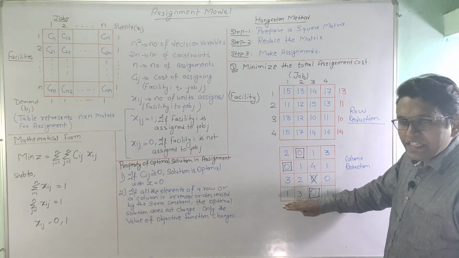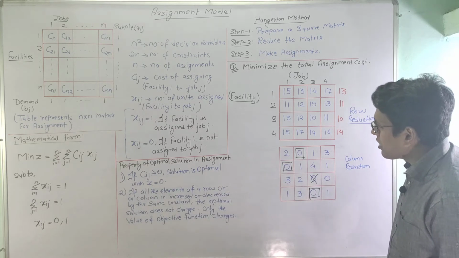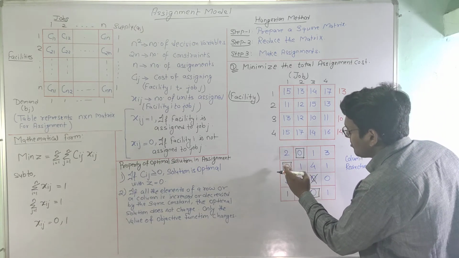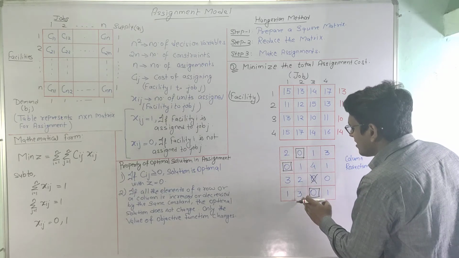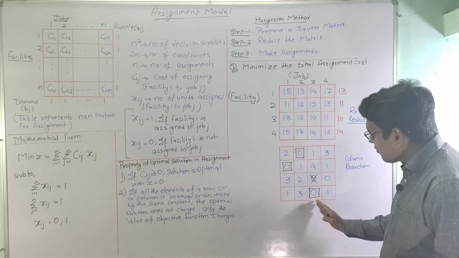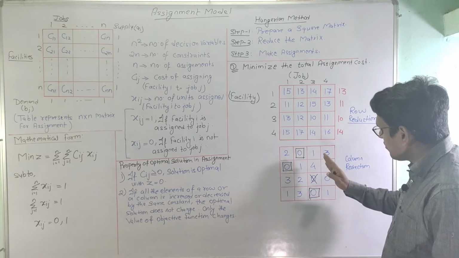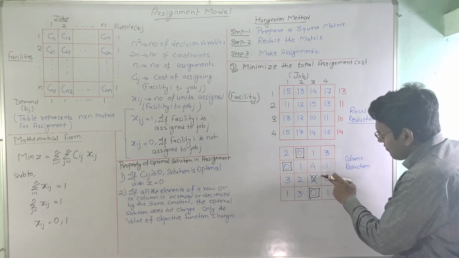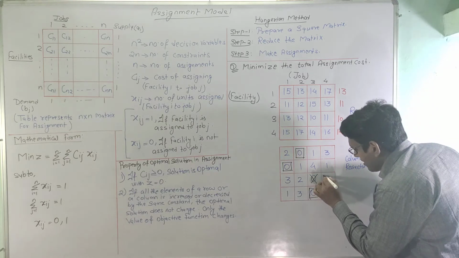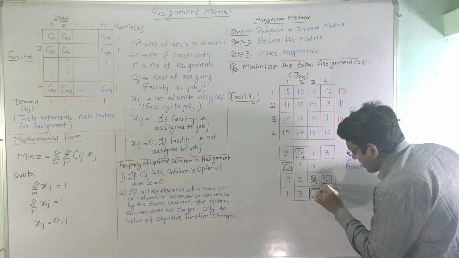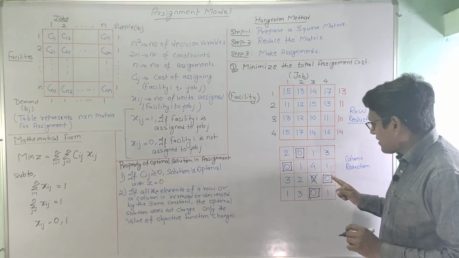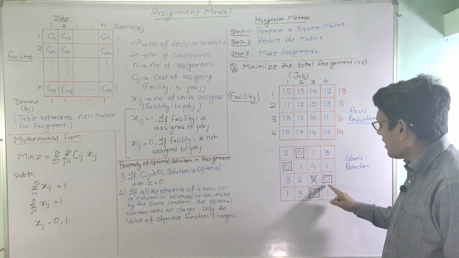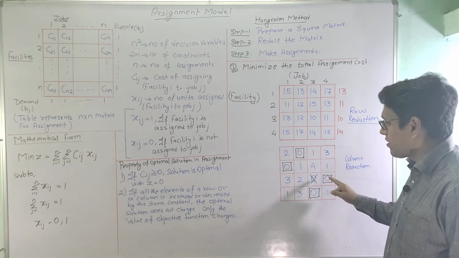Now once we have completed assignment row wise, we will see column wise. When we see column wise, we see that there is already an assignment in the first, second and third columns. Moving towards the fourth column, we can see that we have only one 0, that means we can assign here, and after assigning here, no more assignment can be done in this row and in this column.